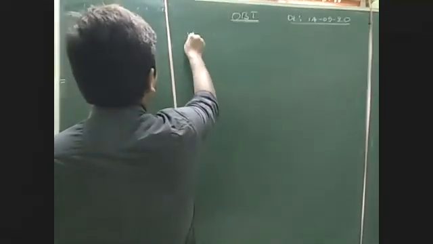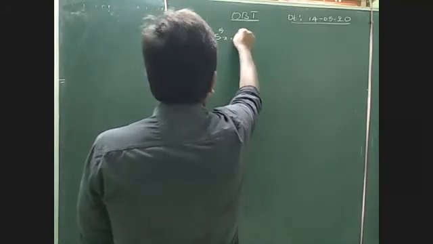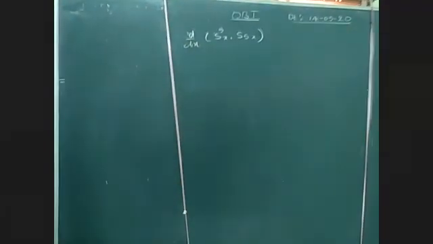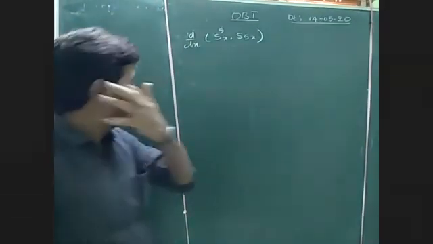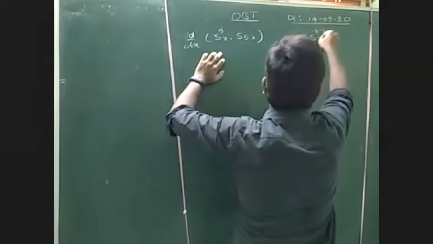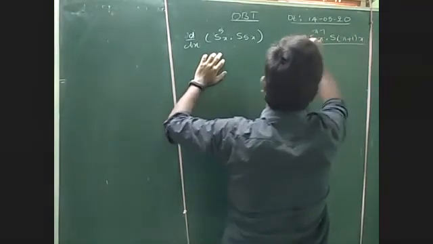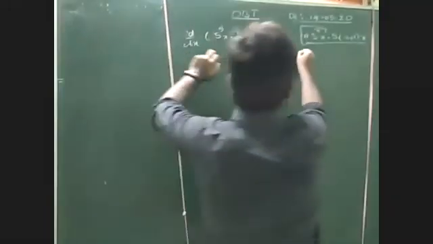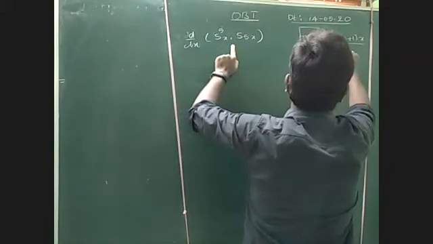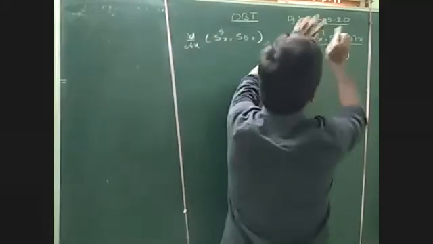d by dx of sin power 5x, sin 5x. This is equal to, we already know there is a formula: n sin power n minus 1 x sin of n plus 1 x. This is the formula. If you compare it, this is in the form of sin power n x into sin nx. Whenever these two are the same, we can apply this formula directly.